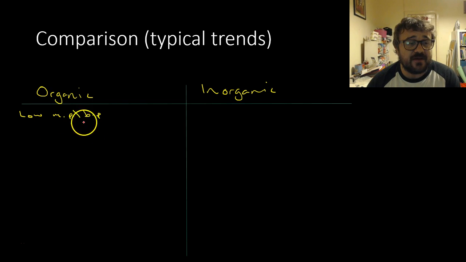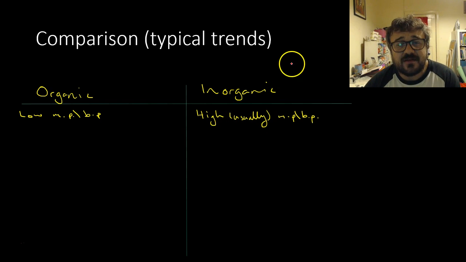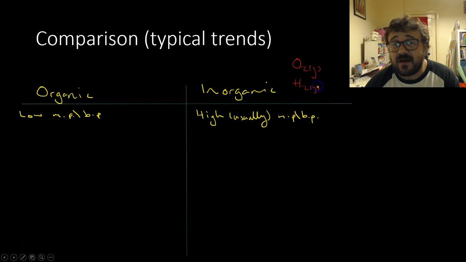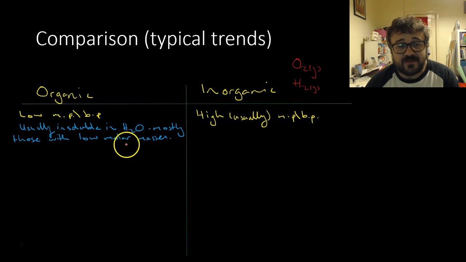Basically, with organics, we have low melting points or boiling points. In inorganics, we have high, usually, because oxygen gas is inorganic, as is hydrogen gas. So they usually have a high melting point or boiling point. Organics are usually insoluble in H2O. Mostly those that are soluble are the ones with low molar masses.